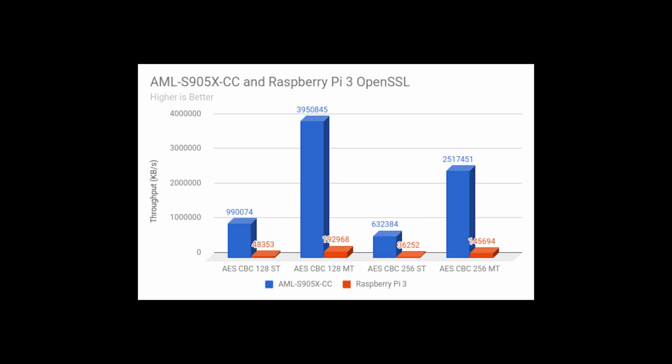The next benchmark is encryption. The Amlogic system-on-chip has a hardware encryption coprocessor, and these various OpenSSL encryption modes appear to run about 20 times faster on Le Potato.